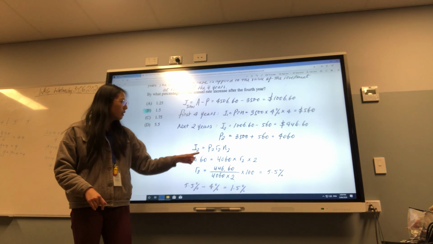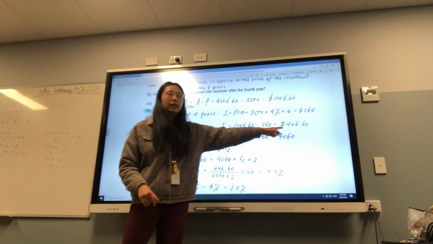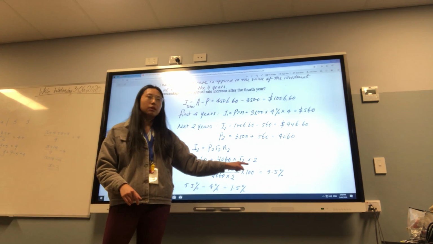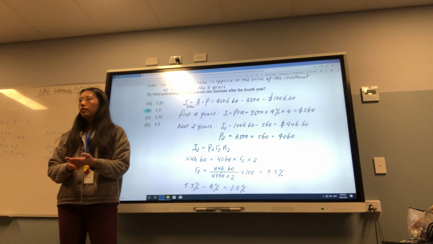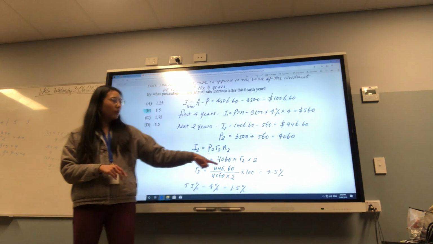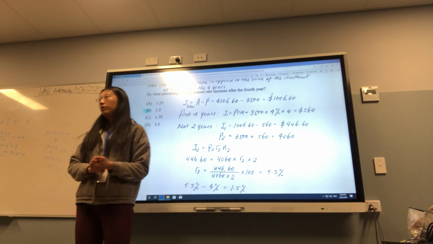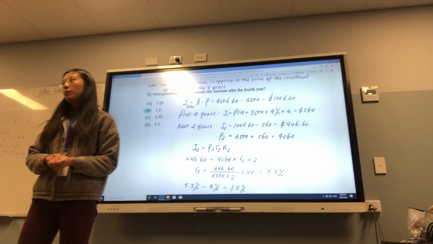So I equals PRN, interest, we already worked it out, it's 446.6. That's equal to principal times the rate, times 2 years. And then solve this, you'll get the rate is 5.5%. So increased from 4% to 5.5%, that means the increase is 1.5%.